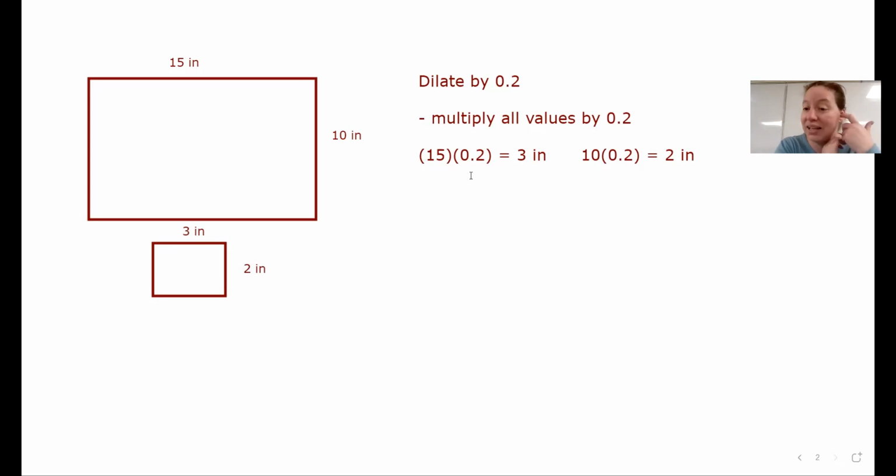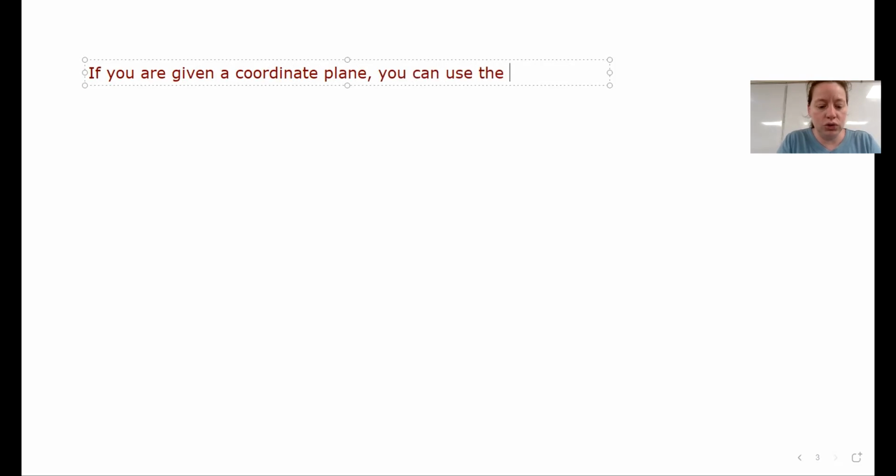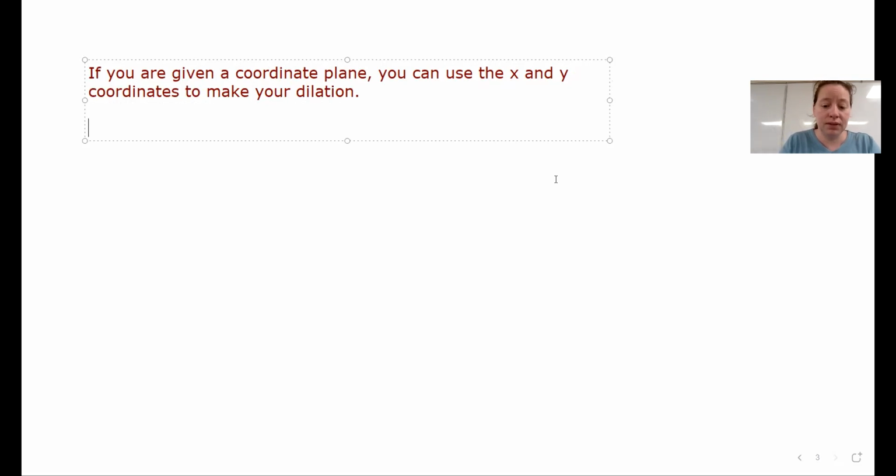This one works with the side lengths, like what I just showed you right here. It can also work with the coordinates. So if you are given a coordinate plane, you can use the X and Y coordinates to make your dilation. You multiply each X and Y by the number, by the factor of dilation.